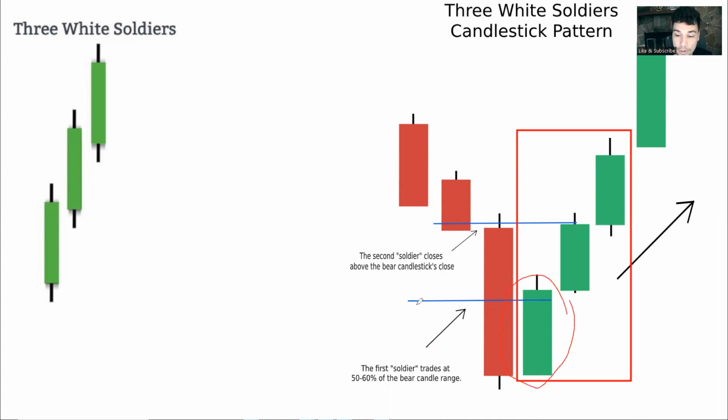So you have taken out half of this candlestick right here. This next one opens up and it closes above this close right here. Okay, and our third candlestick is going to complete the pattern here. Now we have 3 white soldiers, and it indicates some possible direction to the upside.